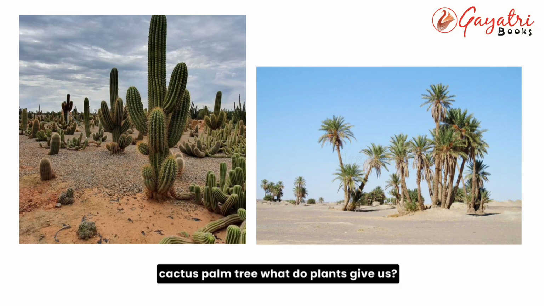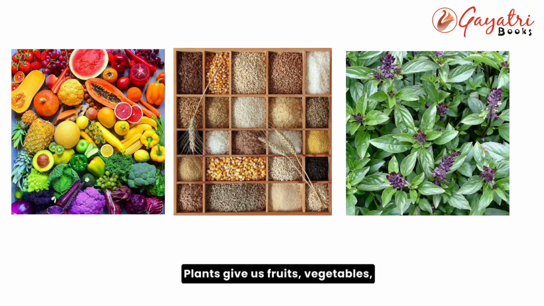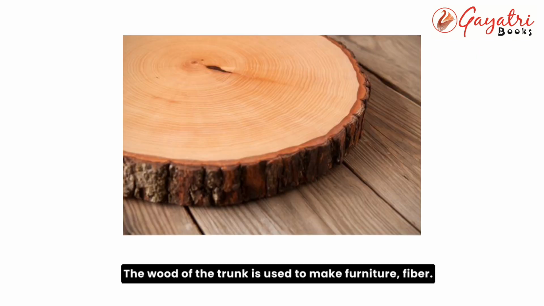What do plants give us? Green plants are the only living things on earth that can prepare their own food. Human beings and animals depend on plants for food. Plants give us fruits, vegetables, grains, tea, coffee, and sugar. Some other things we get from plants are wood. The wood of the trunk is used to make furniture.